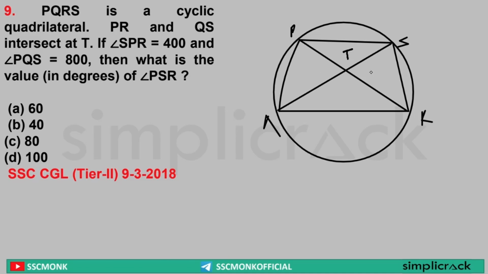So SPR, this angle, is equal to 40 degree. PQS, this angle, is equal to 80 degree. What is the value of PSR? This total angle they are asking about. Clear? See, for this PS, this is 80, which means this is also 80. If this is 80 and this is 40, this will be 60 degree. So PSR is equal to 60 degree.